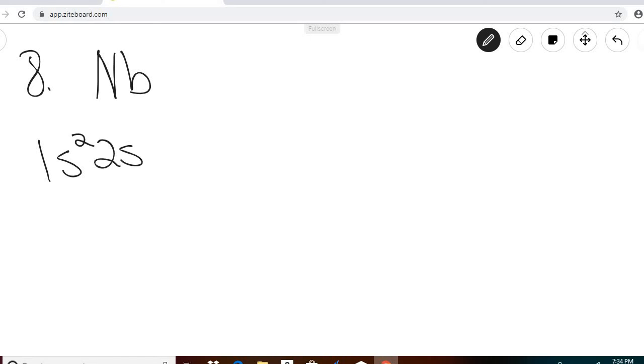Okay, number 9, or no, I'm sorry, number 8. Give the full electron configuration for Nb. So Nb is in the 5th row, and it's the 5th one over. So we'll just start with 1s2, 2s2, 2p6, 3s2, 3p6, 4s2.